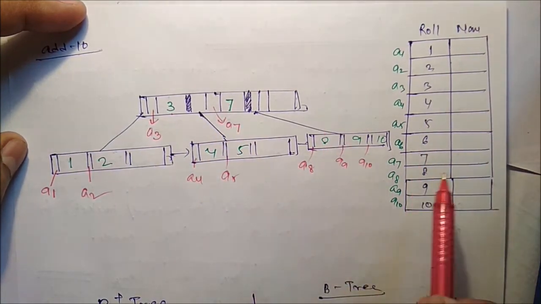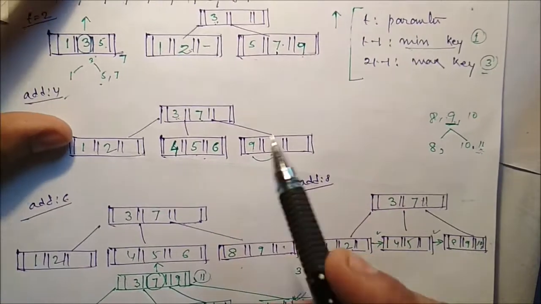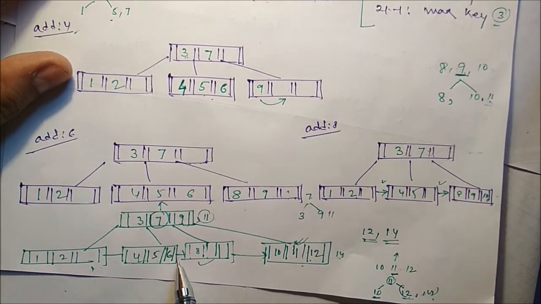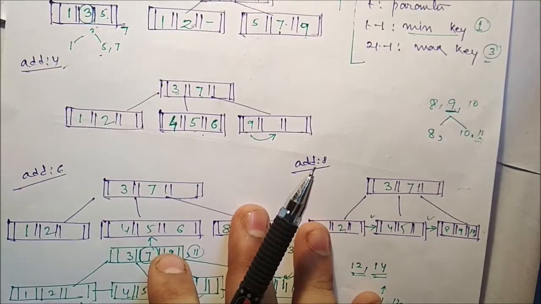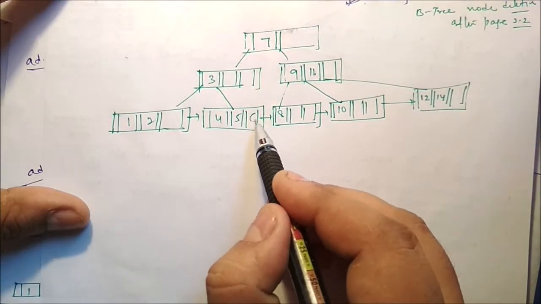If you want to search for any particular roll number, one thing I have missed: here 4, 5, 6 must be there. In this tree also 4, 5, 6 must be there here.